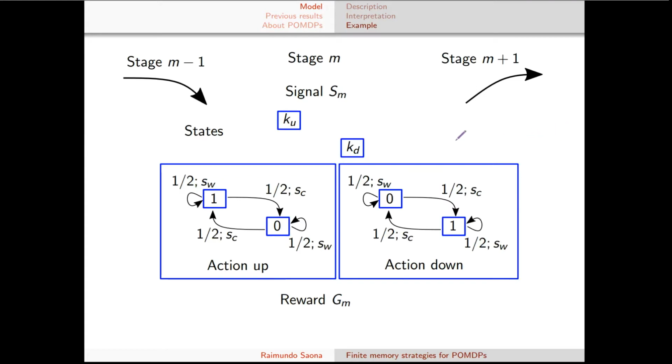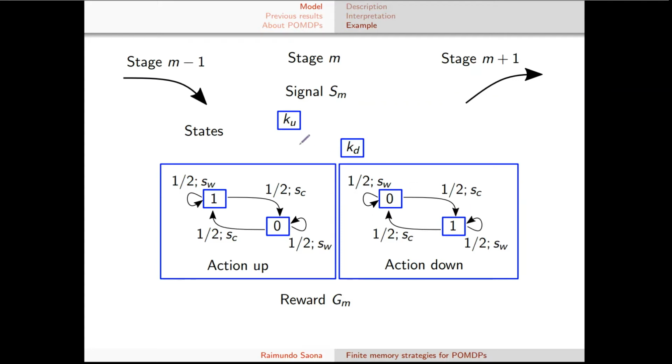In this example, there are two states, state up and state down, two actions, action up and action down, and two signals, signal change and signal wait. All transitions are possible regardless of the action played. Signals are such that the decision maker is notified when the state changes from one state to the other, but nothing more. Stage rewards are given as follows. Playing action up yields a reward of 1 only if the state is state up, and action down yields a reward of 1 only if the state is state down.